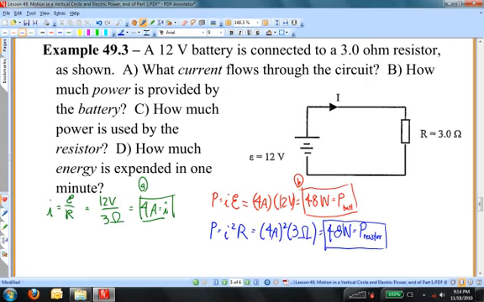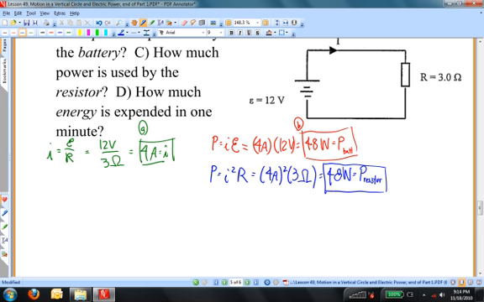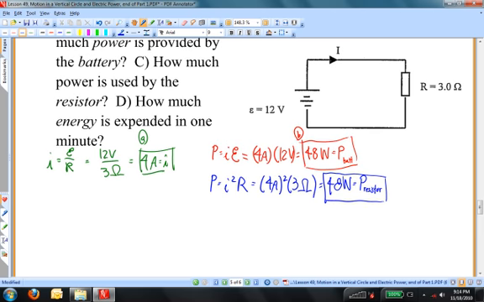Last part, how much energy is expended in 1 minute? Now to solve this, I have to remember my definition of electrical energy. Energy is equal to power times time. Because power is energy per time, then energy is going to be power times time. We've already found that the power is 48 watts, or 48 joules per second. The time we've got is 1 minute, which is the same as 60 seconds.